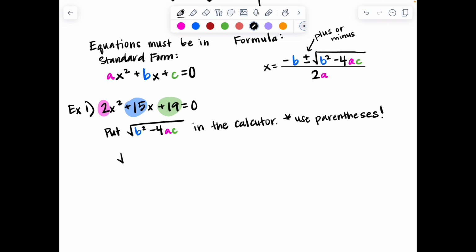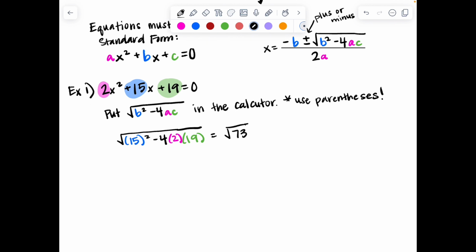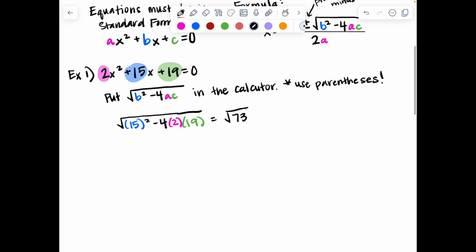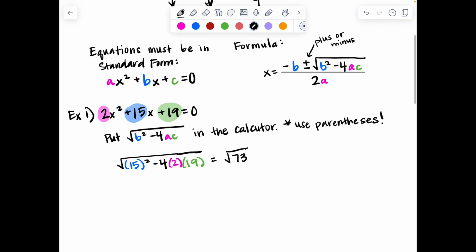So let's put this into the calculator using the actual numbers. So we have 15 squared minus 4 times 2 times 19. So if you put that in the calculator, you're going to get an answer of the square root of 73. Now don't convert it to a decimal. So we're going to leave it as the square root of 73 and plug it into the rest of the formula.